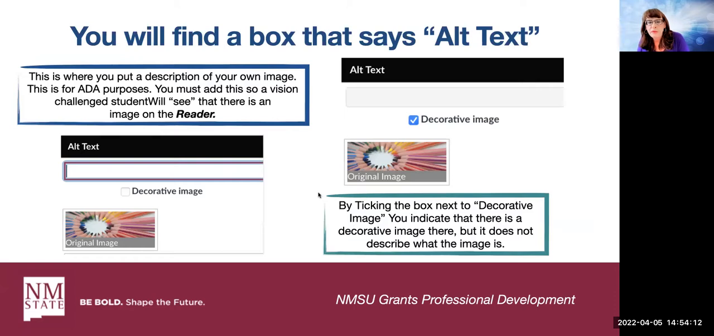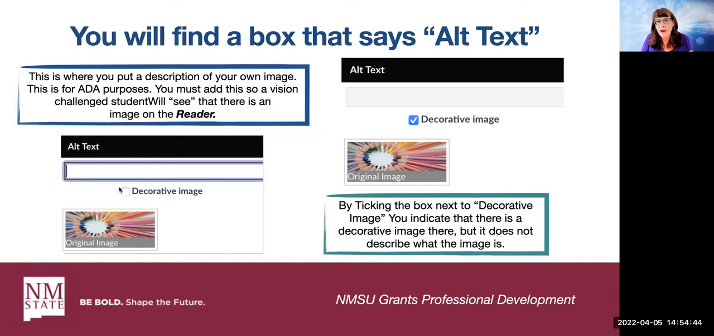Once you put in an image, you will find a box that says alt text. Here you see it, and this is the image I'm using. In the alt text box, you put a description of the image. So you can say picture of pencils. In this scenario, you see this image of colored pencils, so you can say image of colored pencils. And the reason you do this, and you must do this, is for ADA.